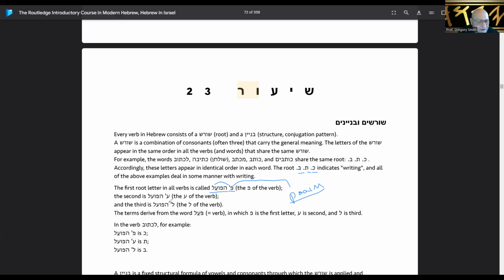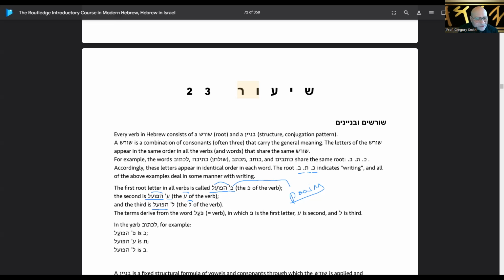All right, so the second is, let's see, ayin hapuel. That looks like hapuel. Okay, so that's the ayin of the verb. And then the last. So these are almost like signal letters in the verb. Hapuel, okay, the lamed of the verb, and the third is the lamed of the verb. Okay, so I see what they're talking about here. They're picking out the root, it looks like.